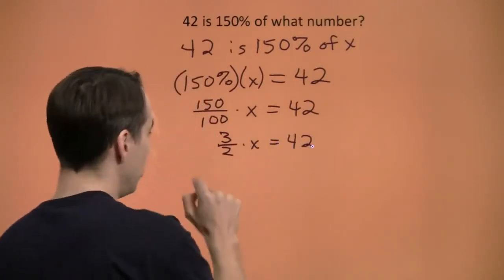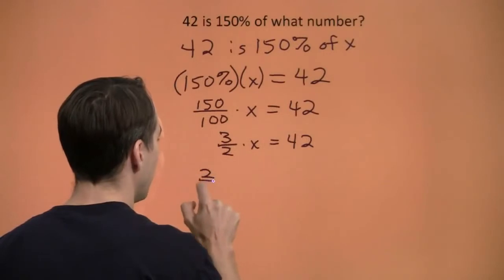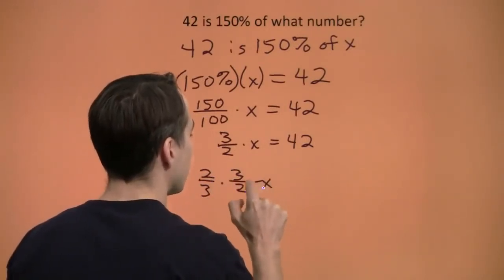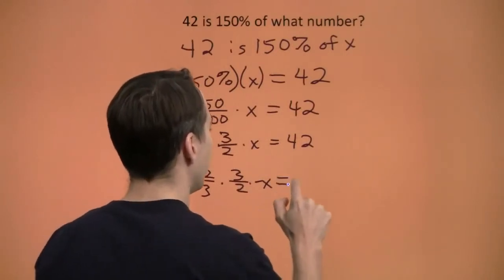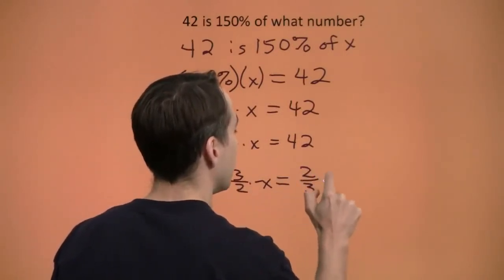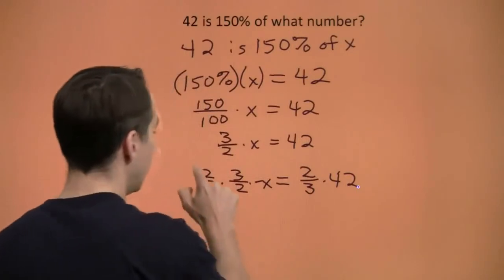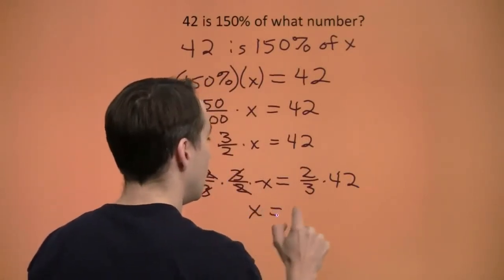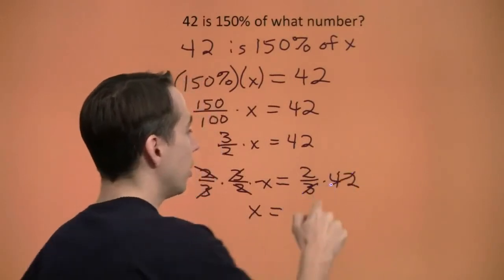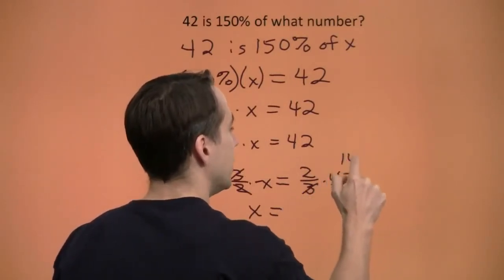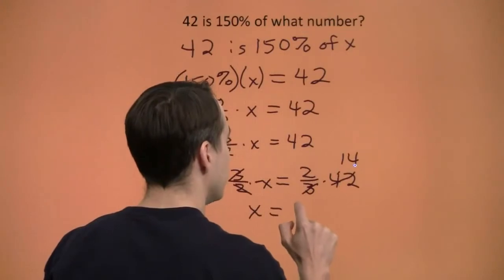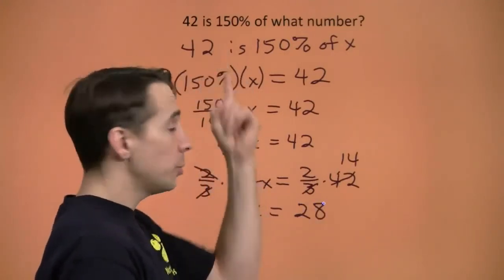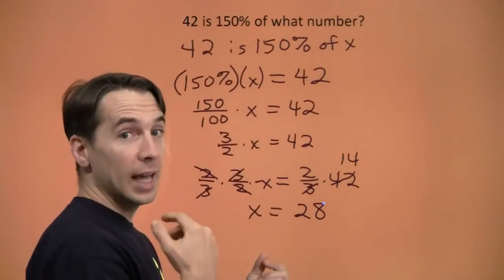Multiply both sides by 2/3 to knock out that 3/2, and we have 2/3 times 3/2 times x equals 2/3 times 42. 2/3 cancels with the 3/2. Take out a common factor of 3 over here. 3 goes into 42 14 times, and x is 2 times 14, which is 28. So 42 is 150% of 28. And we're done.